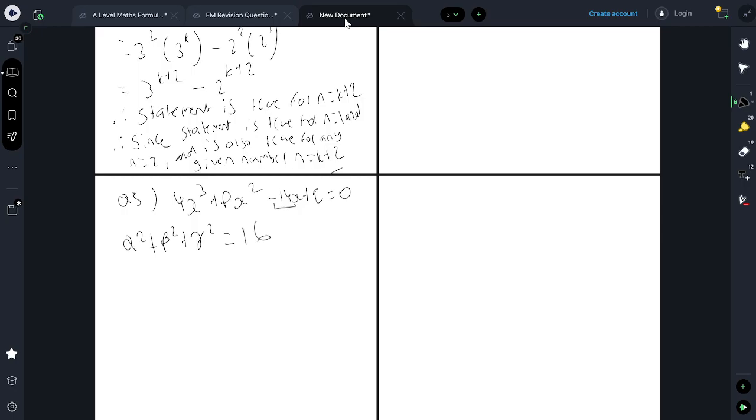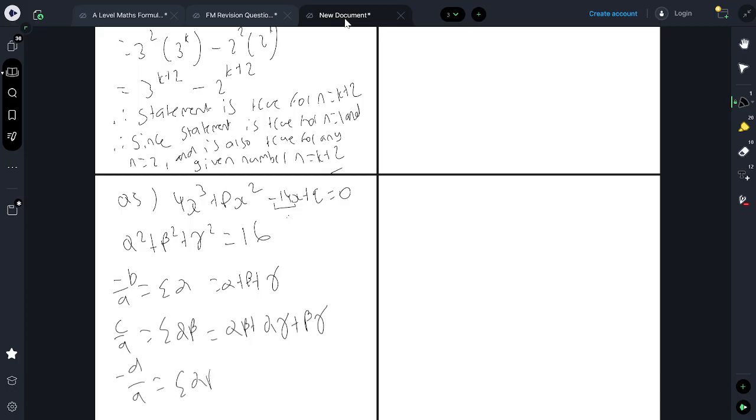So the only information we can work with, really, with regards to the polynomial is that this represents the pair sums, right? So remember it goes minus b over a is the sum, which is alpha plus beta plus gamma. Then you have c over a, which is the pairwise sums, alpha beta plus alpha gamma plus beta gamma. And then you're going to have minus d over a, which is the product, alpha beta gamma, right?